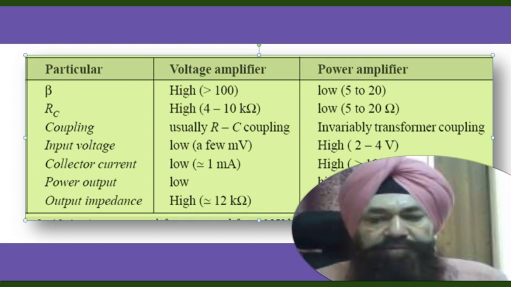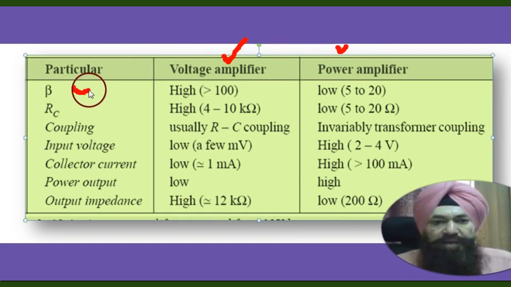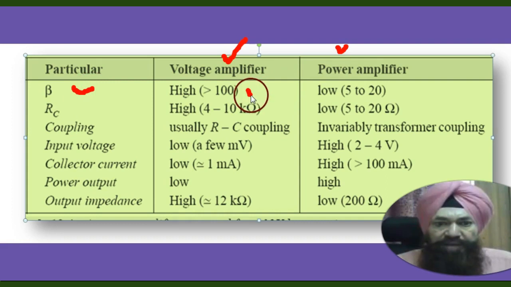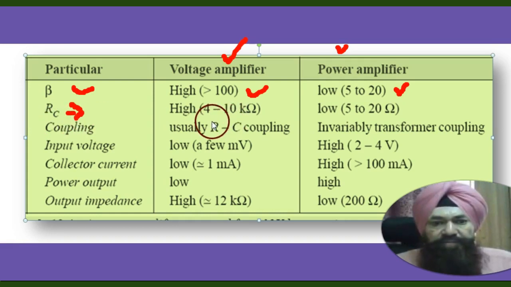Now this is a comparison of voltage amplifier and power amplifier. Beta means the current gain for the common emitter configuration. The voltage amplifier has a very high beta, while the power amplifier has 5 to 20, which is low. Current gain is low here. The RC, meaning the output resistance from where we draw the output, is high, 4 to 10 kilo ohms, while here it is low, 5 to 20 ohms.